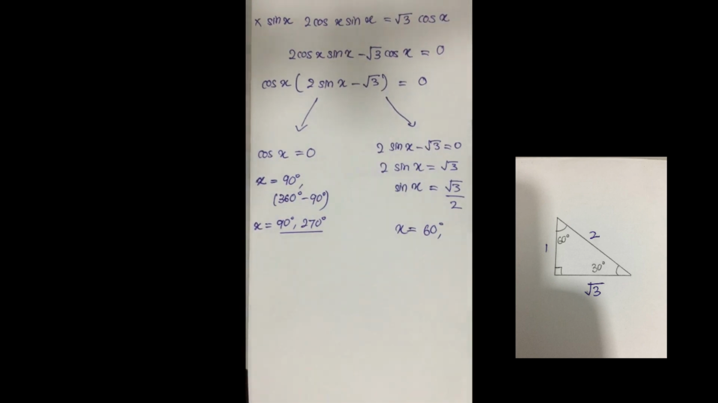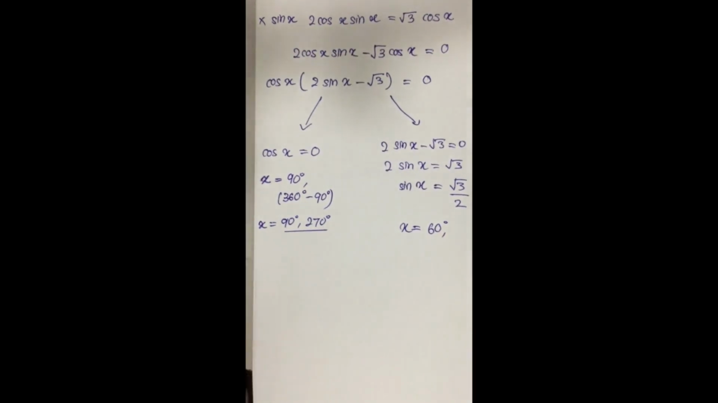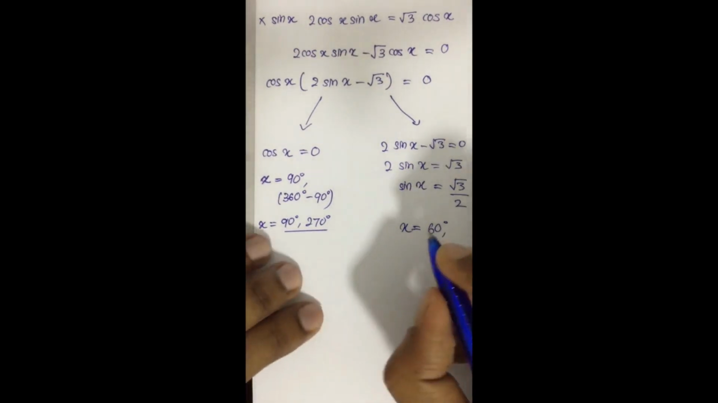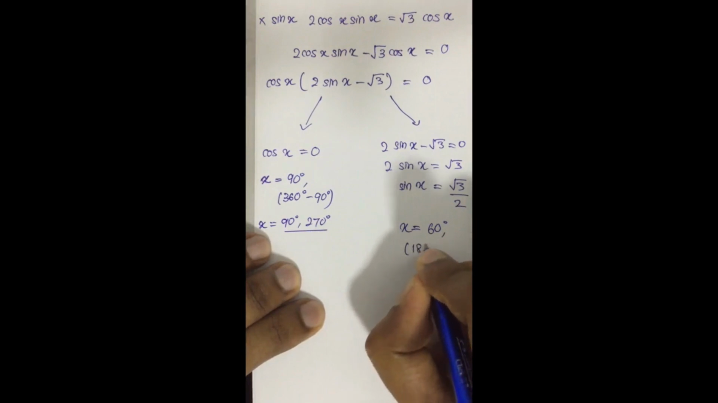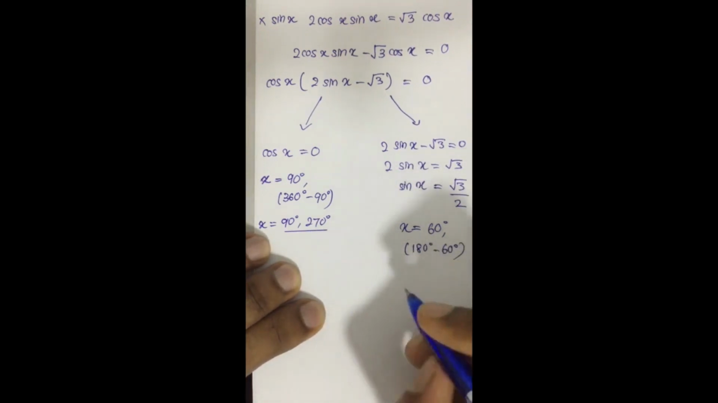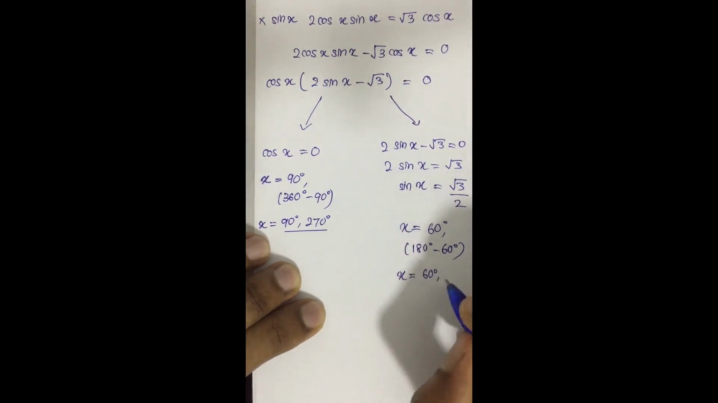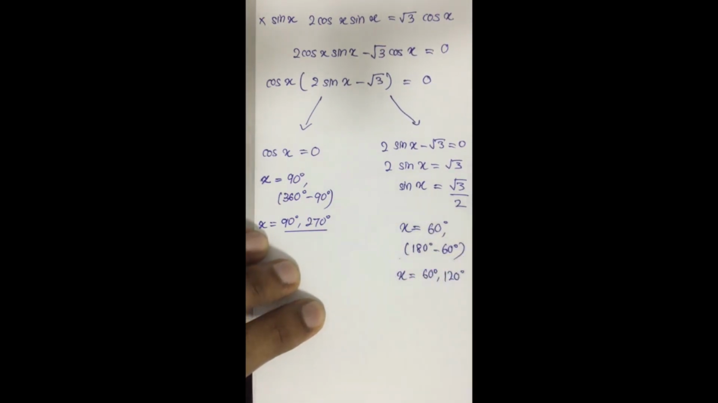You should know that sine is positive in the first and second quadrant. We have already written the angle for the first quadrant, so now we need to write the angle for the second quadrant. For the second quadrant is 180 degree minus 60 degree. So you get x equals to 60 degree and then 120 degree. Make sure you write the second solution also, guys, otherwise you're not going to get the full marks.